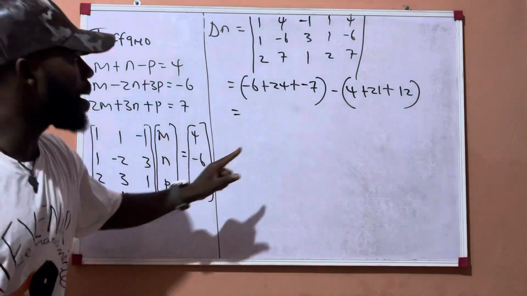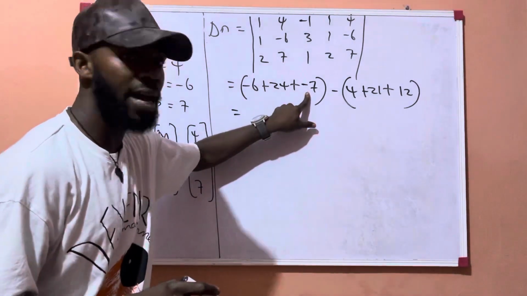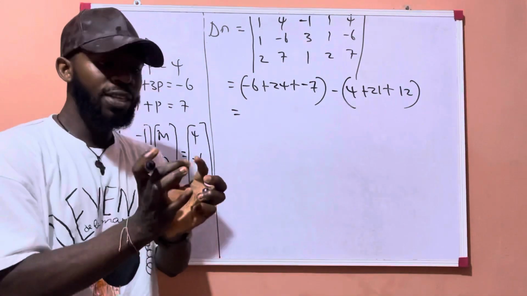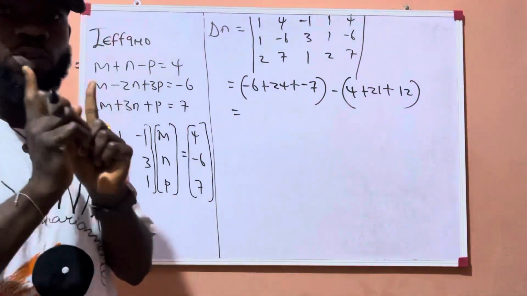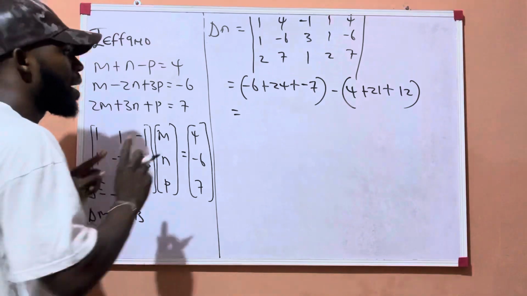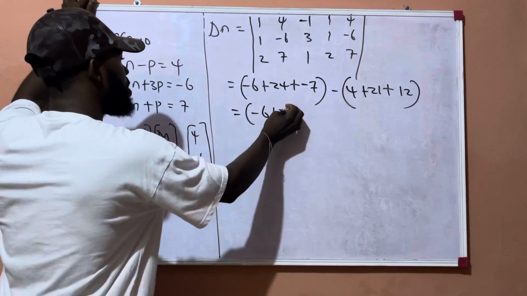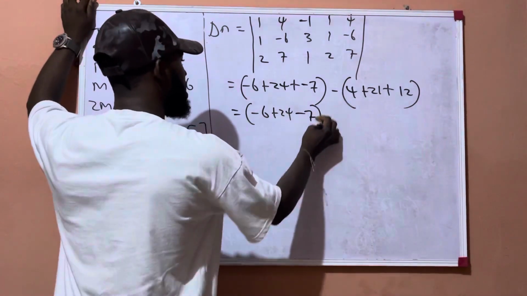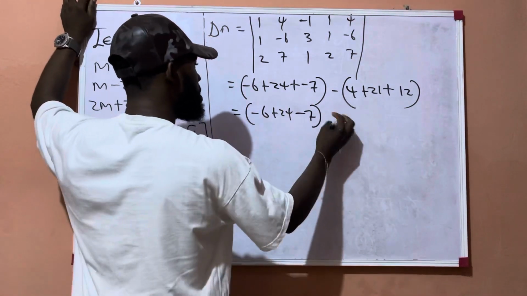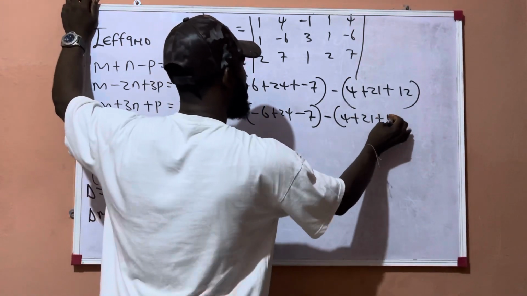Okay, now, remember we have two signs here. And what are the signs here? Plus and minus. Now, you're not supposed to have two signs between two numbers. So what do we do? We multiply these signs to get one. Now, when we multiply, we are going to get something like this. Minus 6 plus 24. Plus times minus gives us minus. Then what do we now have? Minus 7. Minus 4 plus 21 plus 12.